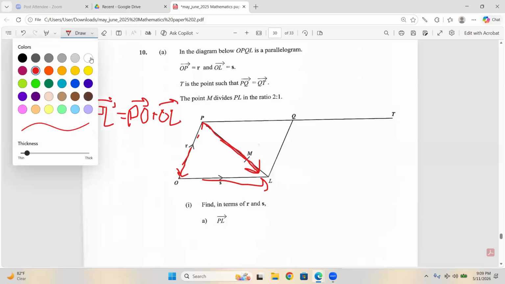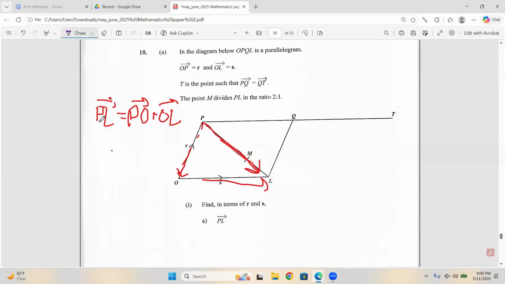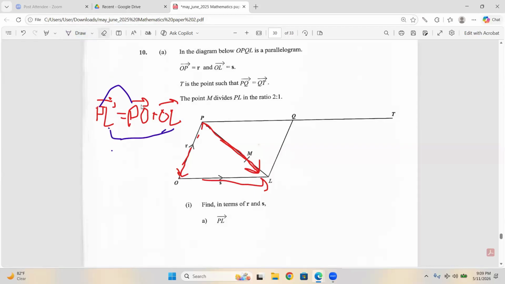Always remember when you're creating a vector equation, the first letter of the first vector starts the equation, and the second one ends it. Whatever letter you have in the middle has to be the same, otherwise you have an error. That's for when you're doing addition of vectors.